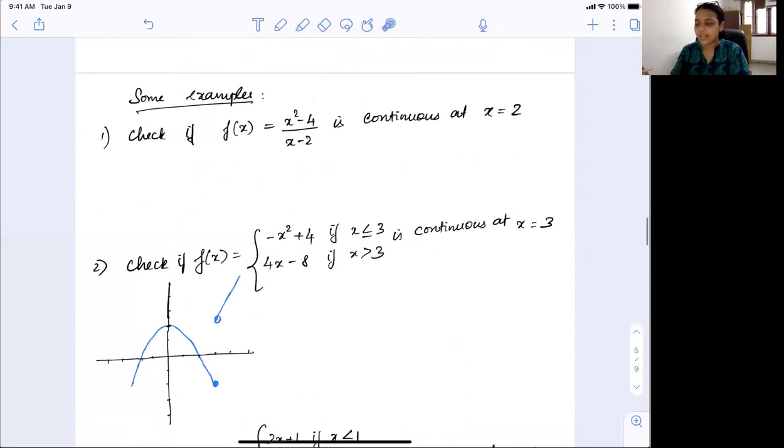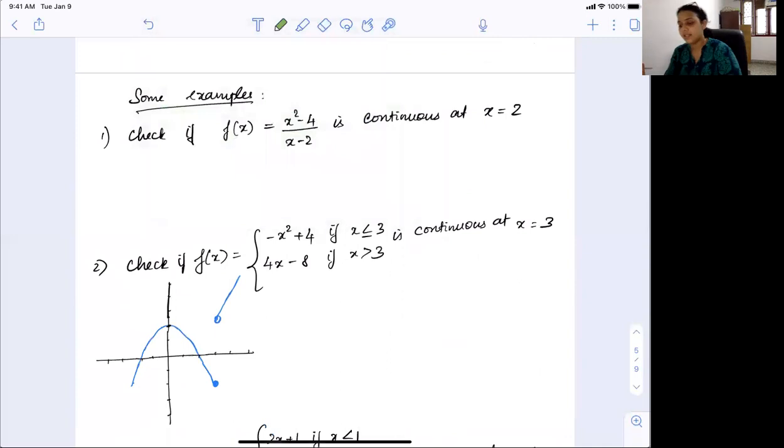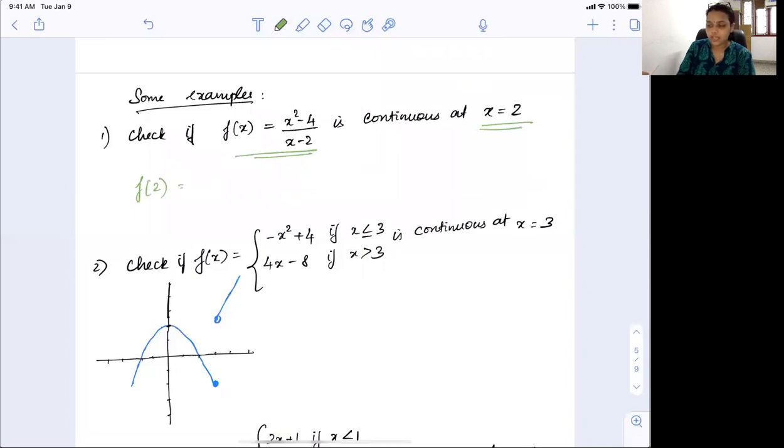Now, just a few examples to check our understanding of these cases. This is the given function. Check if it is continuous at x equals 2. Step 1, find the functional value at x equals 2. And we get 4 minus 2 minus 2, which is 0 by 0, undefined. Therefore, we know that it is discontinuous at x equals 2.